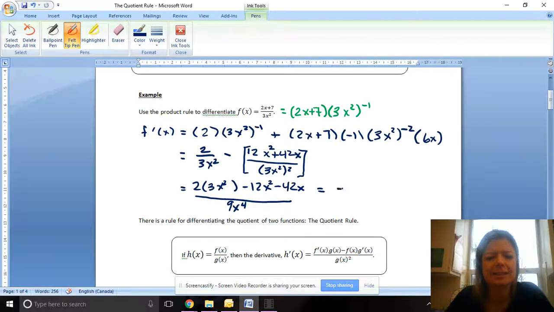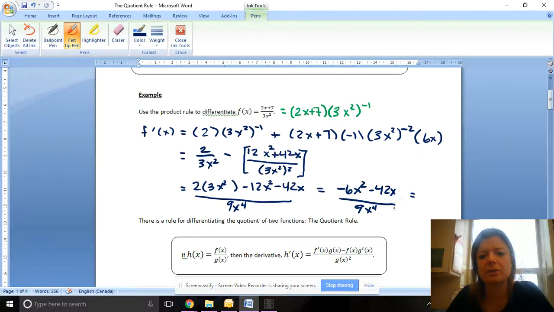So we get minus 6x squared minus 42x divided by 9x to the power 4, which gives us, and now we can actually common factor out a 3 from the top and a 3 from the bottom. So reduce it to minus 2x minus 14 over 3x to the power 3. So basically, I just common factored a 3x and reduced it that way.